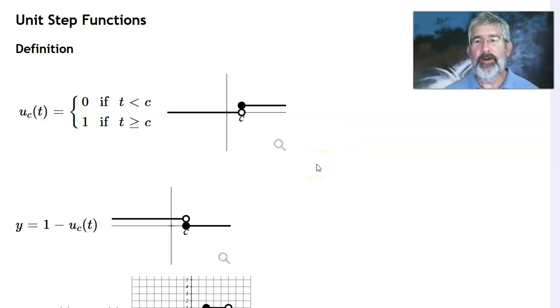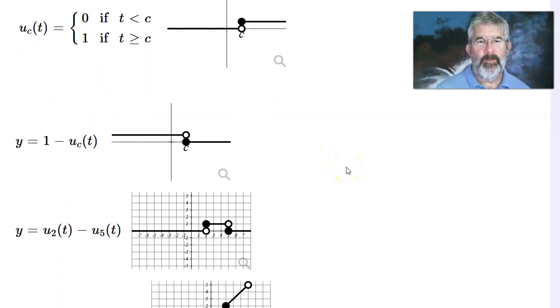I think of it as the turn on function, right? This thing is off, and then when t increases up to c, then it turns on, and from that point on it stays on. Likewise, you could do 1 minus u sub c of t, which would be the turn off function, right? So if this is u sub c, then 1 minus 0 would be 1, or 1 minus 1 would be 0. So this is on to start with, and then when you get to c, it turns off to 0, and there you go.